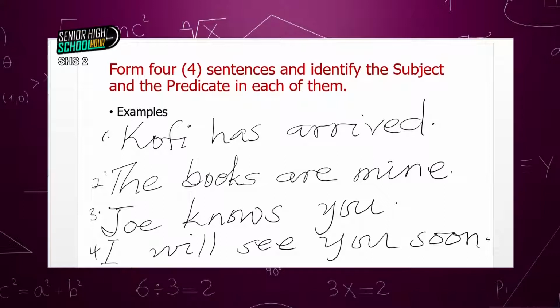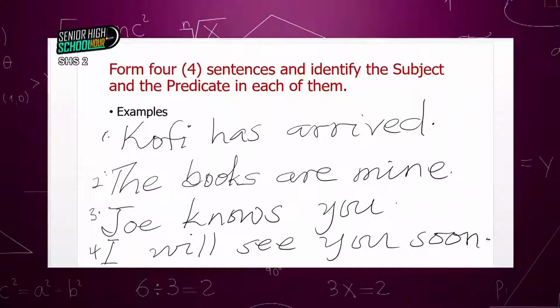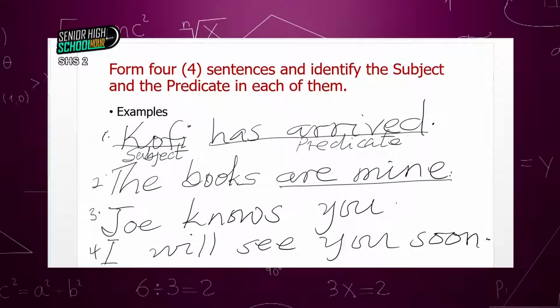First one is Kofi has arrived. Kofi has arrived. Where is our predicate? Where is the verb? We have has arrived. So that is our predicate. Once we find our predicate, where is our subject? Kofi. Good. So, you see that it's as easy as any other thing. Number two. The books are mine. Where is our verb? Are. So, from are to mine is the predicate. Good. And where is our subject? The books. Great.